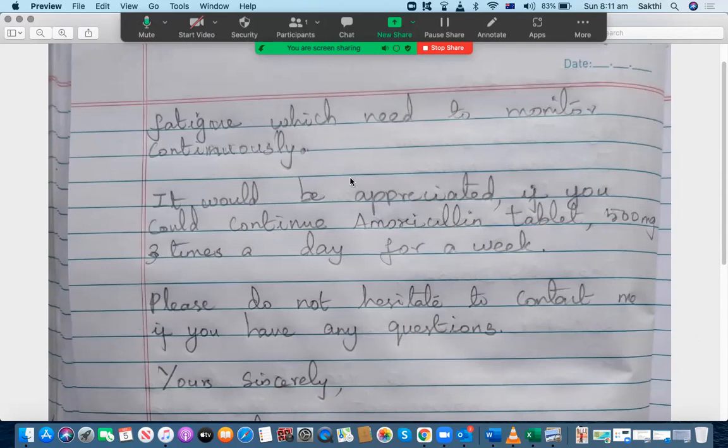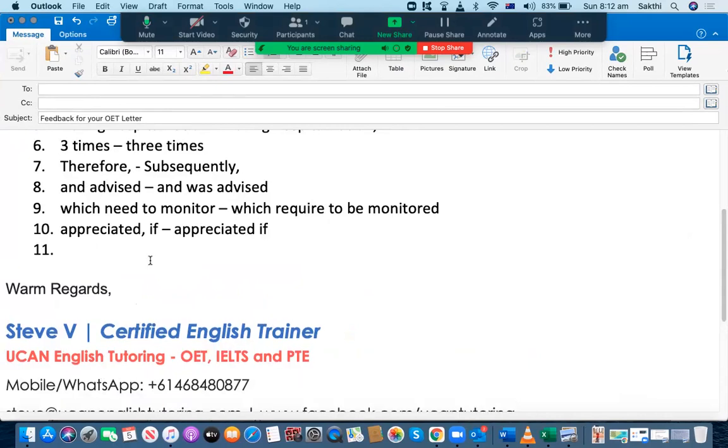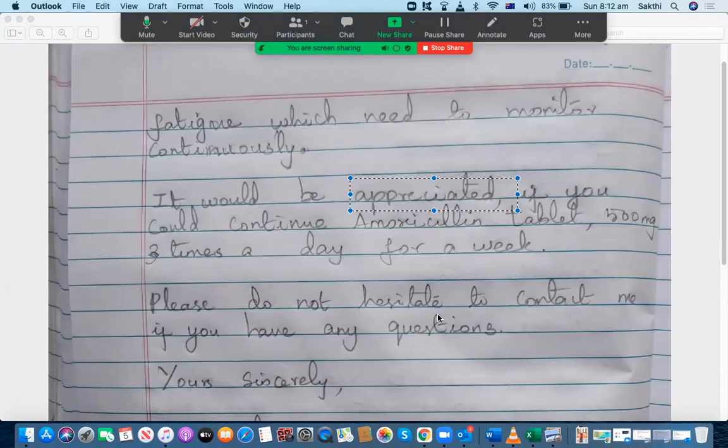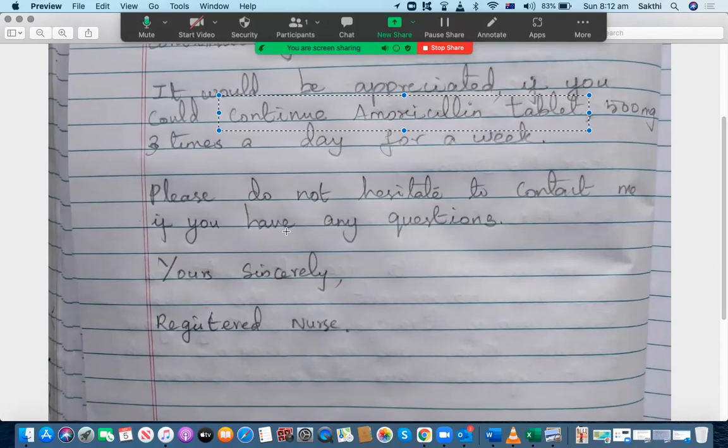So this is wrong. And the other issue is after appreciated, before if, you don't need to place a comma. Only if you write down if in the beginning, you have to place a comma, otherwise it's not needed. So appreciated, comma, if. This is wrong. Okay, so you should say appreciated and then just if. Okay, and the other thing is that the case notes were misrepresented here. Okay, so it's not correct. It's not continue because she didn't take this medication at all yet. Okay, she didn't take this tablet. It is the first time she's gonna take. All right, 3 times a day for a week.